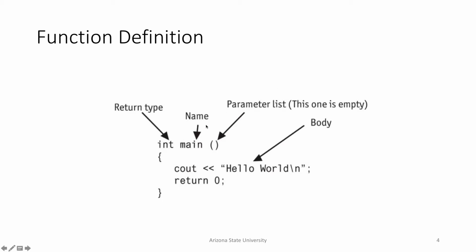So the name of the function is the thing that occurs before the parentheses here. The return type goes before the name. So the name of this function happens to be main, and the return type happens to be int in this case. The parameter list is the thing that happens within the parentheses. And in this case, there happens to be no parameters whatsoever. And then the body is the thing that occurs between the curly brackets.